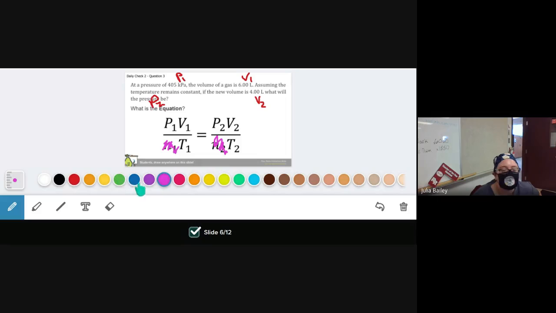The problem does mention temperature. It says temperature is constant. So if it's not changing, it's not a T1 and a T2, it's just the same number. That means we don't need T either. So I'm going to cross out T1 and T2. That is leaving me with just the equation P1V1 equals P2V2. Please remember when they write it, P1V1, that implies they're multiplying. So this is like P1 times V1 equals P2 times V2. Just throwing that out there. That's what that means.